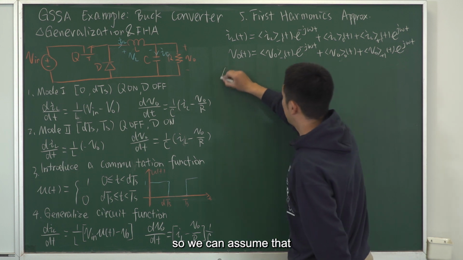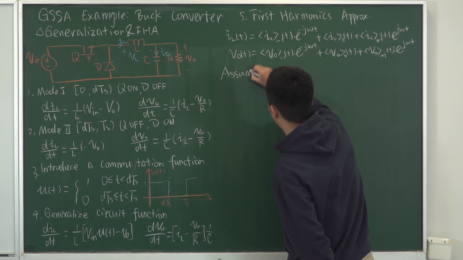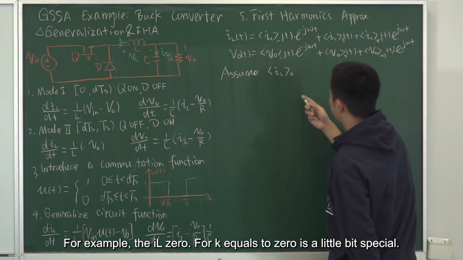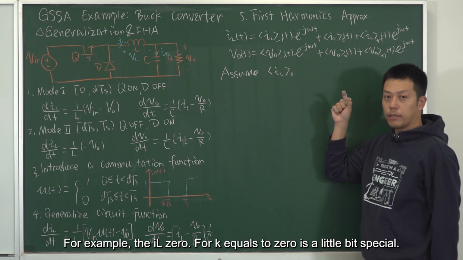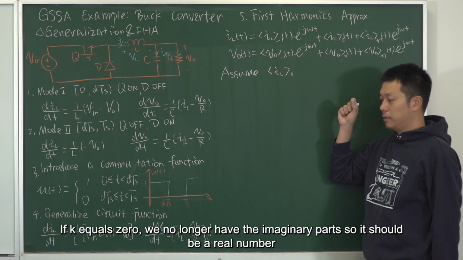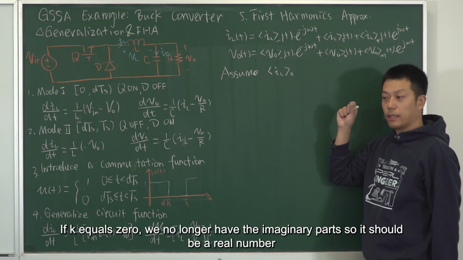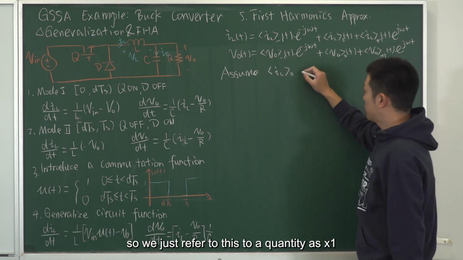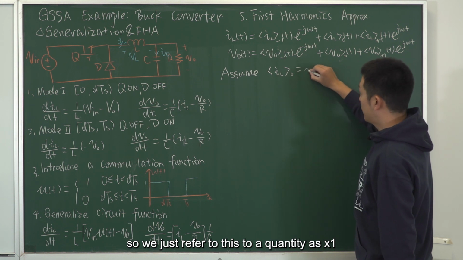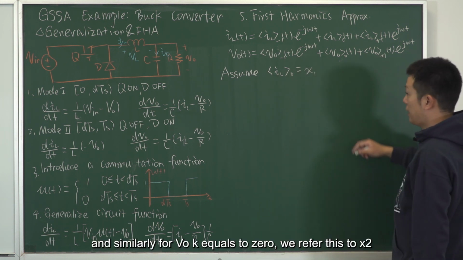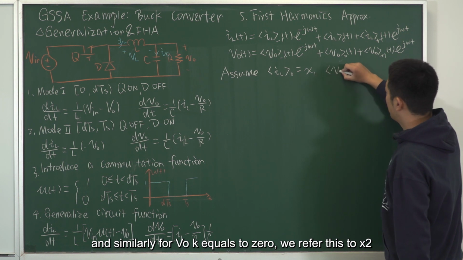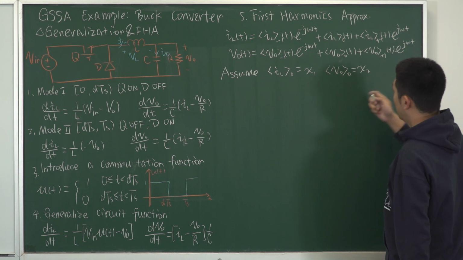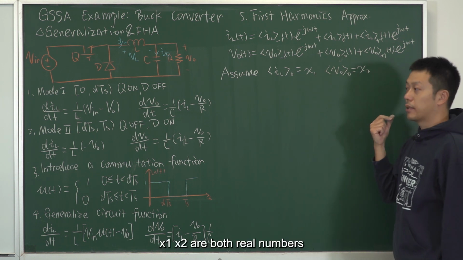So we can assume that, for example, the IL0 for k equals 0 is a little bit special. If k equals 0, we no longer have the imaginary part, so it should be a real number. So we just refer to this quantity as x1. And similarly for VO with k equals 0, we refer to this as x2. x1 and x2 are both real numbers.